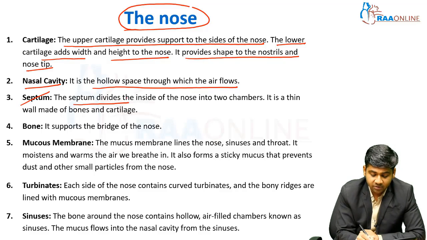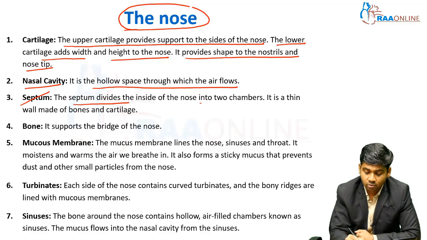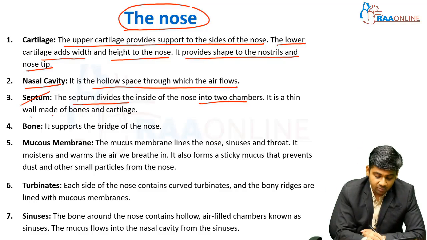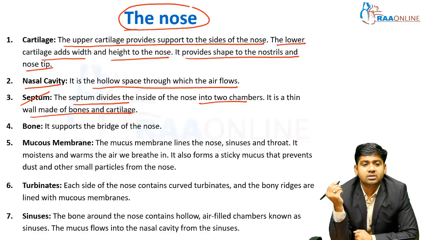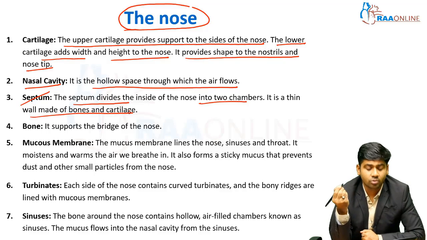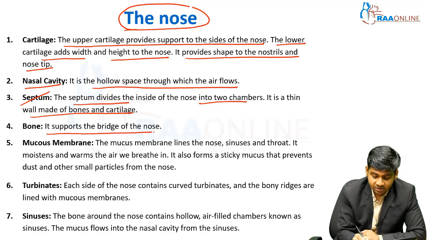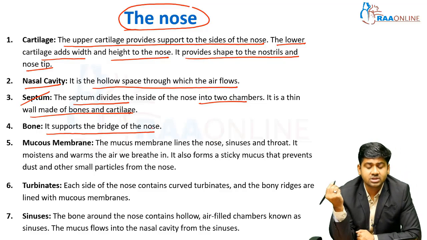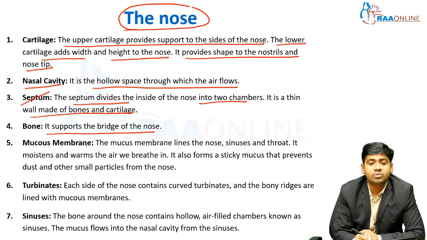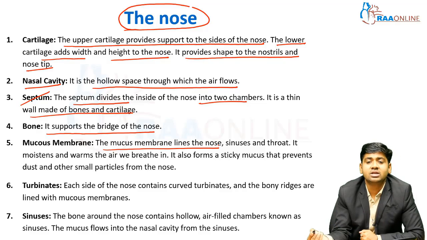Septum. The septum divides the inside of the nose into two chambers. It is a thin wall made up of bones and cartilage. The septum is made up of both bones and cartilage. The inner part is made up of the cartilage and the outer side is made of the bones. Bone supports the bridge of the nose. It is lined by the mucous membrane. The mucous membrane lies inside the nose, sinus and throat.